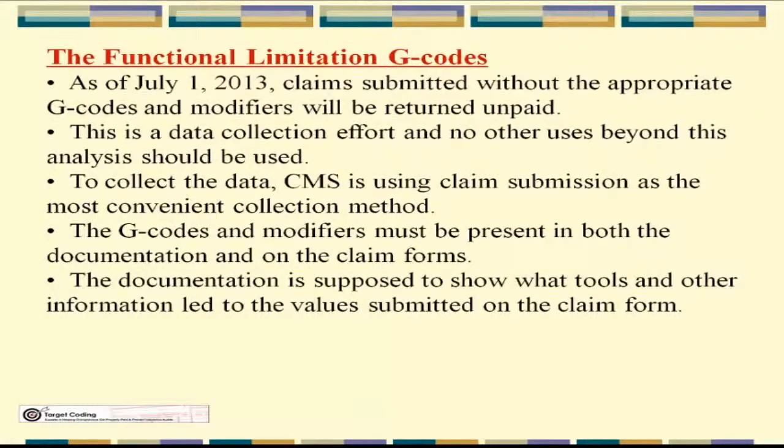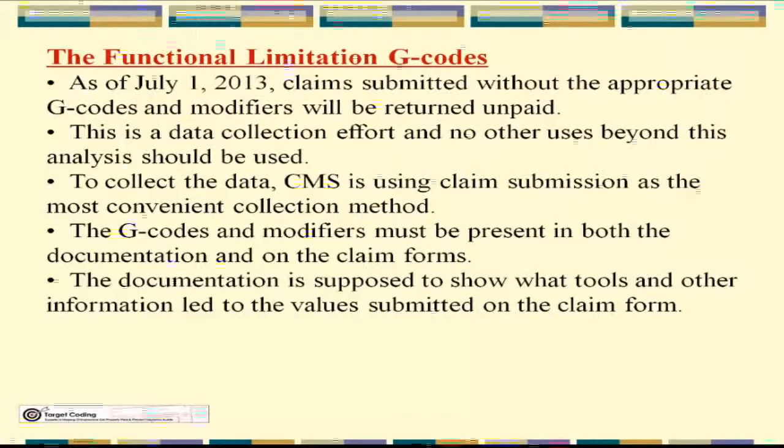So as of July 1st, 2013, claims submitted without the appropriate G codes and modifiers are going to get returned unpaid. So this is a very important process and requirement that Medicare is now requiring. This is not for Blue Cross Blue Shield, Aetna, Cigna, United Healthcare, State Farm, Allstate. This is specifically for outpatient physical therapy services when provided to Medicare patients.